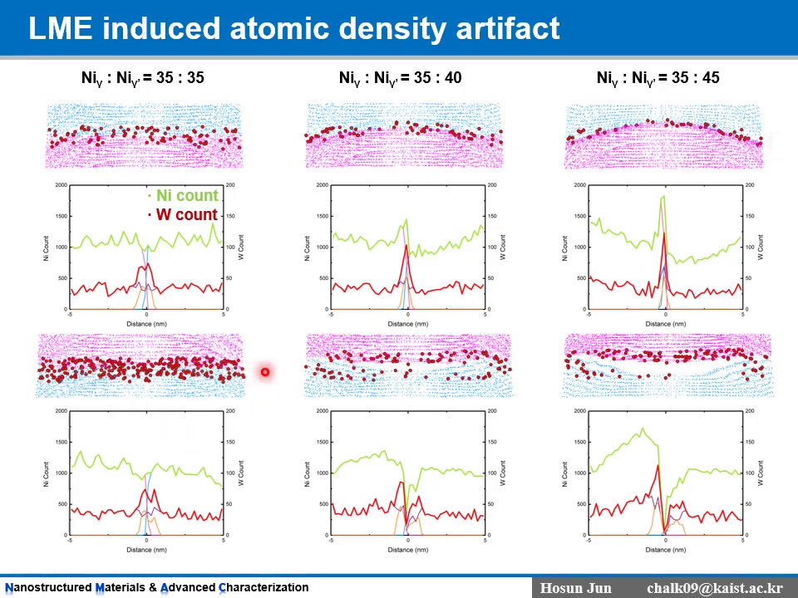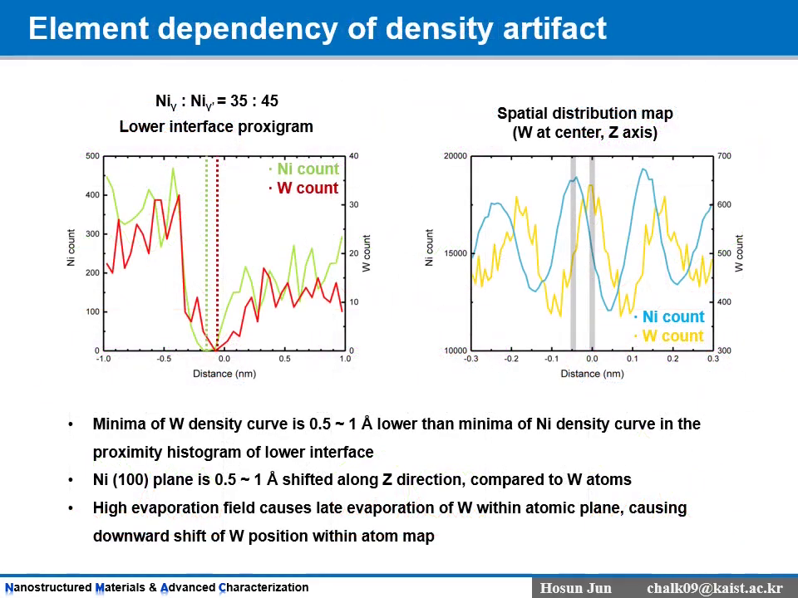And at the lower interface, we can see the detachment between phases, and the atomic density is low at the lower gamma prime phase. And this is also observed in the density curve here. At the detachment here, the atom density curve reaches its minima. And when we look a bit closer, there was an element dependency of this behavior.